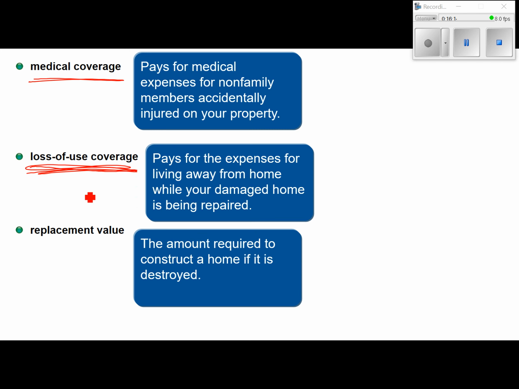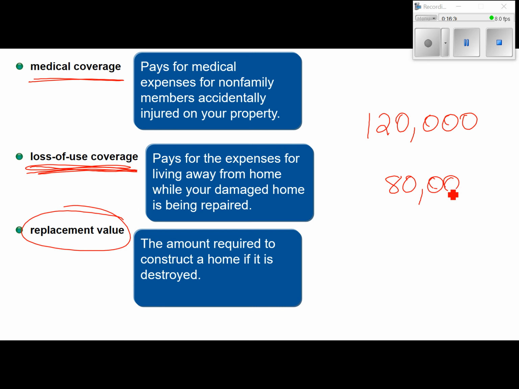Replacement value, this is a big one here. I know a lot of people have homeowners insurance on their house, and their house is worth $120,000, and their homeowners insurance is for $80,000. Well, if you can't rebuild your house for the price you're getting here, if it burns down completely or something, then it's sort of worthless. So you want to make sure that you know what the replacement value is, so that your insurance is going to cover it.